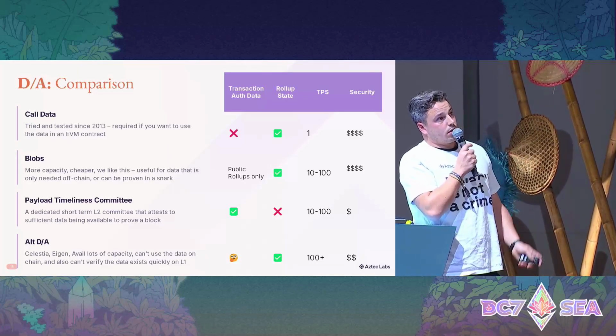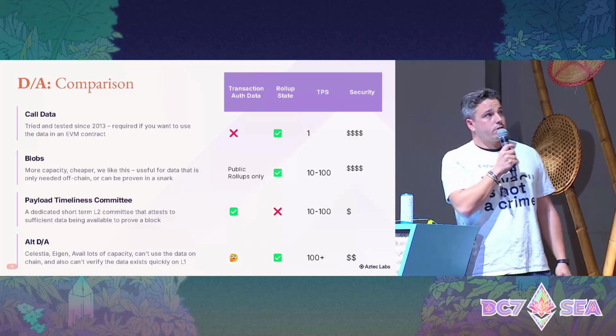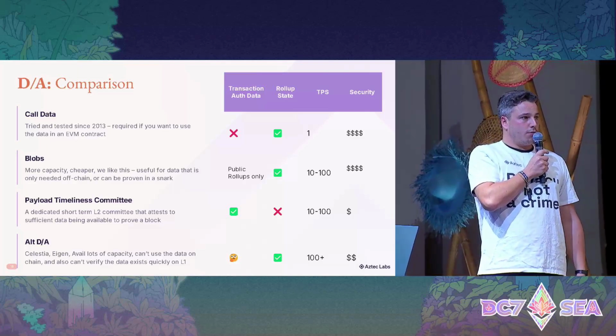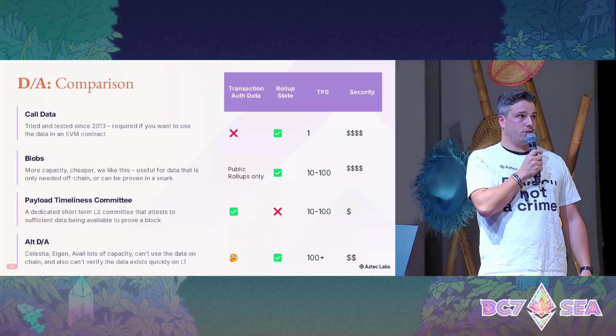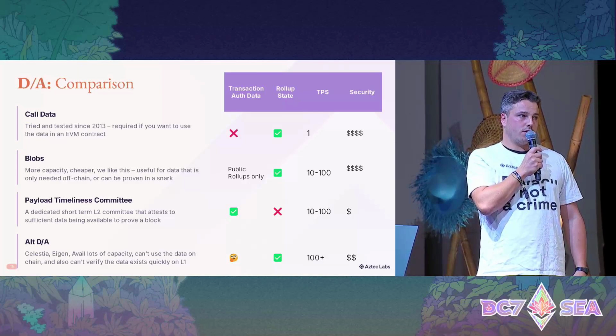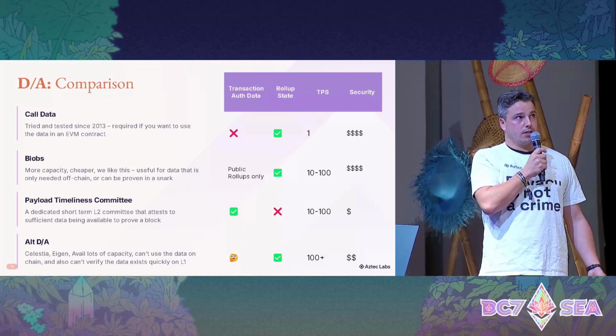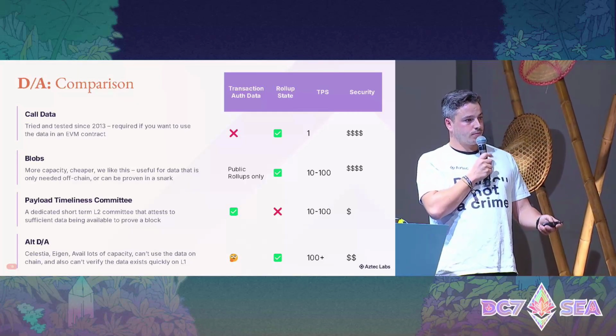This is just a quick table of the different comparisons. You can see you have to pick and choose based on security, throughput that can fit on these different DAs, and what they can be used for.